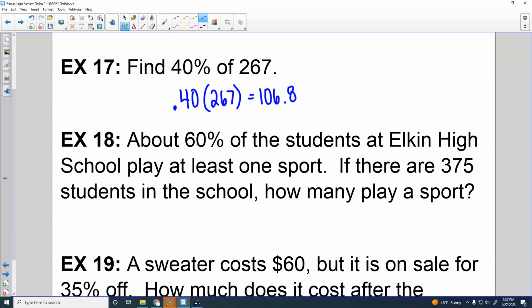Okay. So, about 60% of the students at Elkin High School play at least one sport. I have no idea if that's true or not, but there are probably about 375 students in the school. How many play a sport? This is something I always want to know: whenever you hear that a percent of people in a survey said this, I really want to know how many people were in the survey, because that makes a difference. If you only surveyed 10 people, and 6 said this, that's not very good.